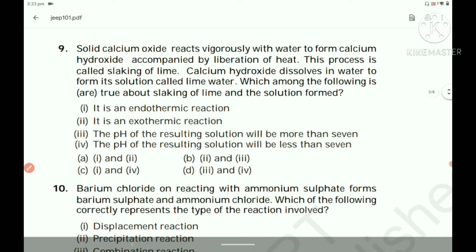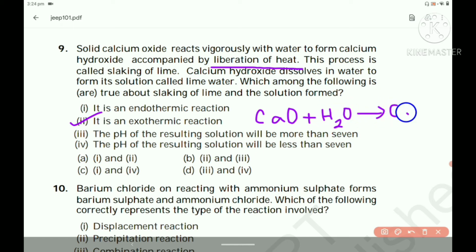Solid calcium oxide reacts vigorously with water to form calcium hydroxide, accompanied by liberation of heat. Noted? Liberation of heat. This process is called slaking of lime. Calcium hydroxide dissolves in water to form its solution called lime water. Which among the following is or are true about slaking of lime and the solution formed? Now, is it exo or endo? Liberation of heat, you would have got to know it's an exothermic reaction. Now, let's write the reaction. Calcium oxide plus water gives rise to calcium hydroxide.